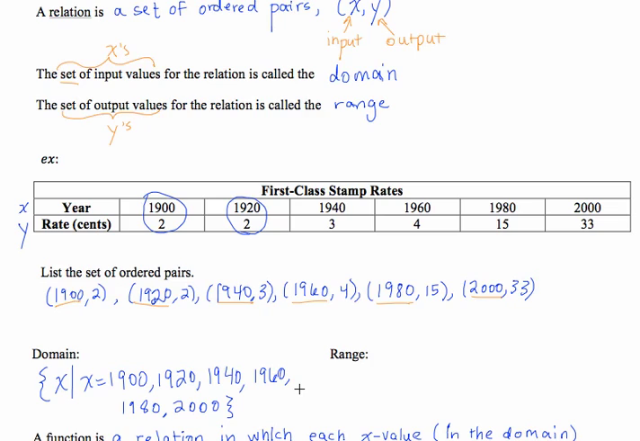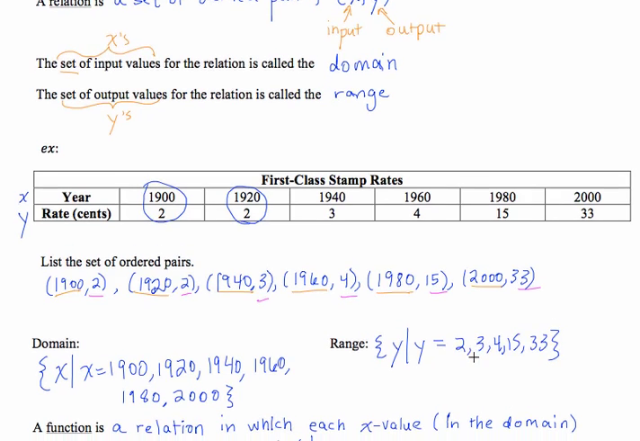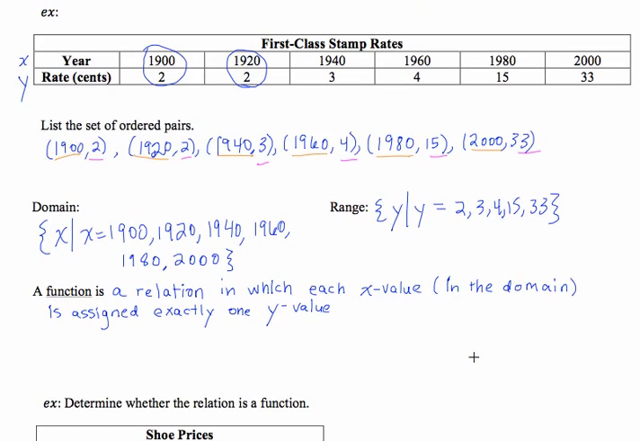And the range, that's your set of output values. So we have 2, 3, 4, 15, and 33. Now you might have noticed 2 is actually there twice. You never list it twice in the range, so you would just say, I'm using y because it's for range, the set of all y such that y equals 2, 3, 4, 15, or 33. So there's no reason to put 2 twice. You only need it there once. So that's domain and range, your input values and your output values.